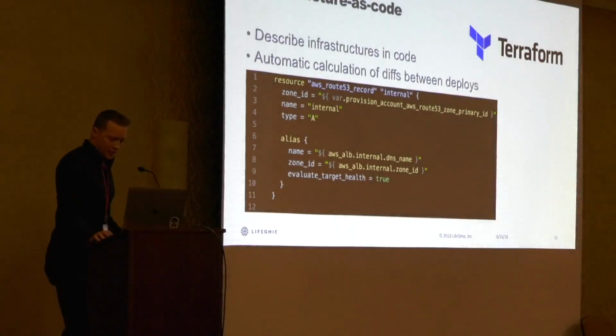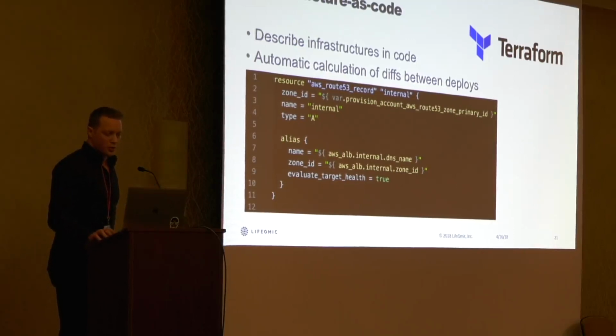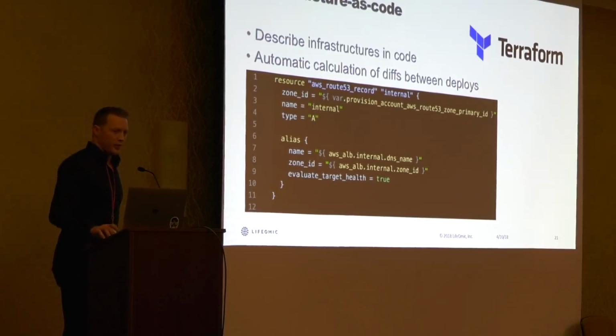So if anyone hasn't seen Terraform, this is just a little snippet of how you would define an AWS Route 53 record, which is a DNS entry. There's a name, a type, an alias, but there's different resource types for every infrastructure resource that you might need. There's also support in Terraform for deploying resources to Azure, Google Cloud, and even some on-premise providers.